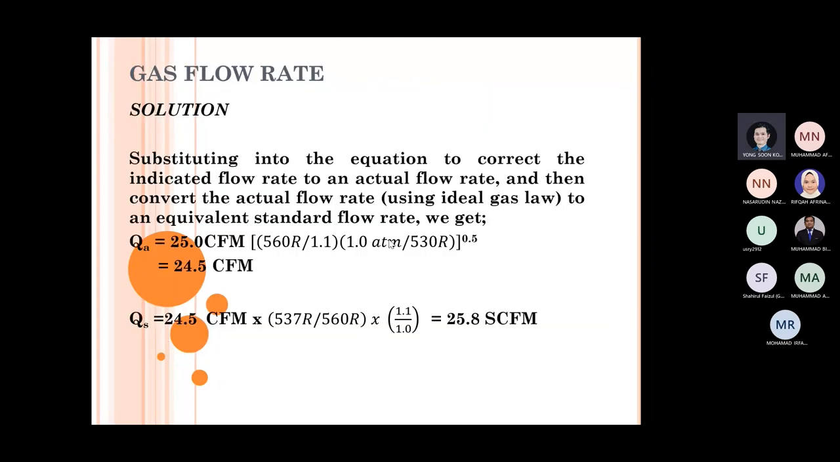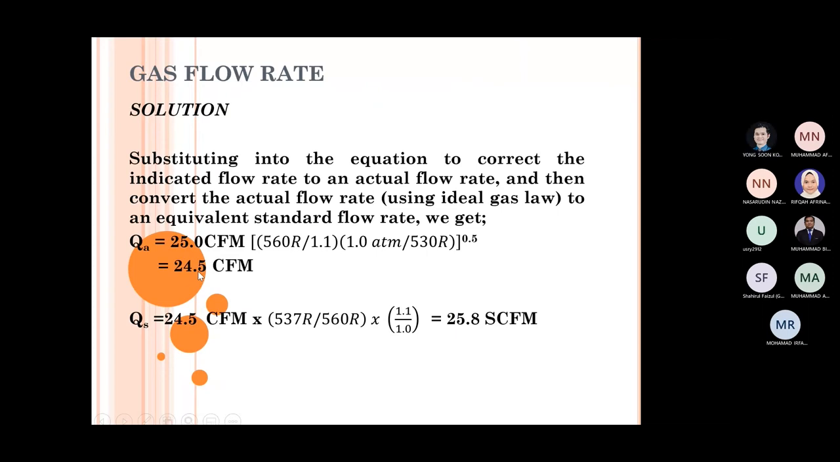So here is a calculation. Substituting the equation to correct the indicated flow rate to an actual flow rate, and then convert the actual flow rate using the ideal gas law to the equivalent standard flow rate. So the equation, 25 is what you have measured. So you substitute all the values inside here.